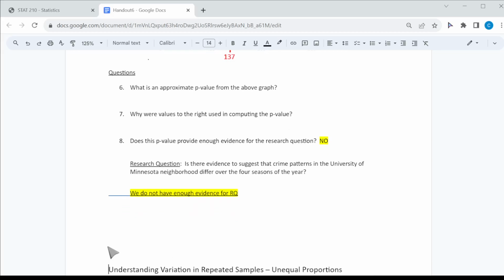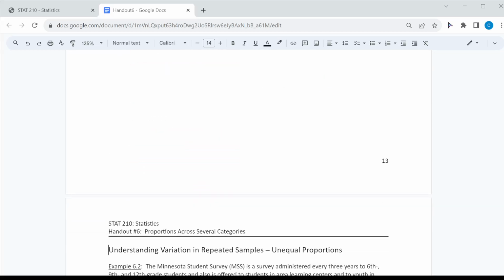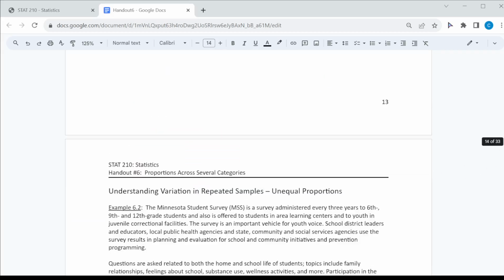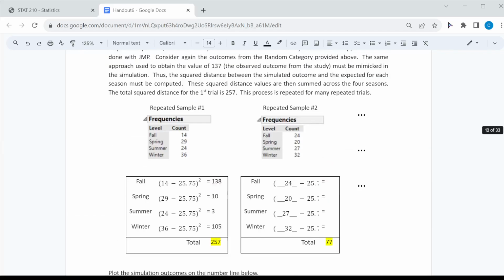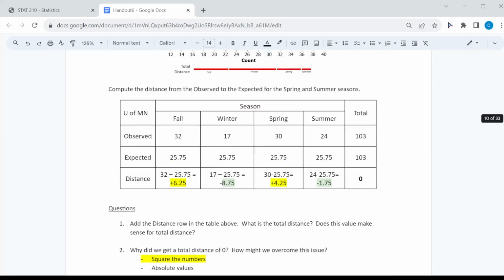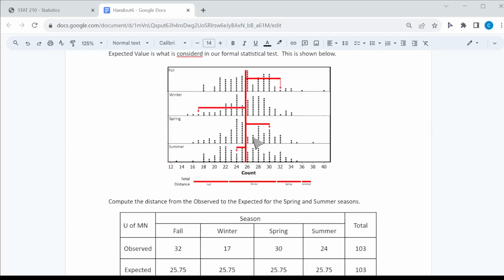What we're going to do next is look at situations where the proportions are not all equal. What we did above was 25%, 25%, 25%, 25%, and that made my life a little bit easier when it came to looking at these distributions. But now we're going to let these reference distributions start moving around. We're still going to apply the same idea where I look at these distances and square those distances. But we'll do that on Monday.